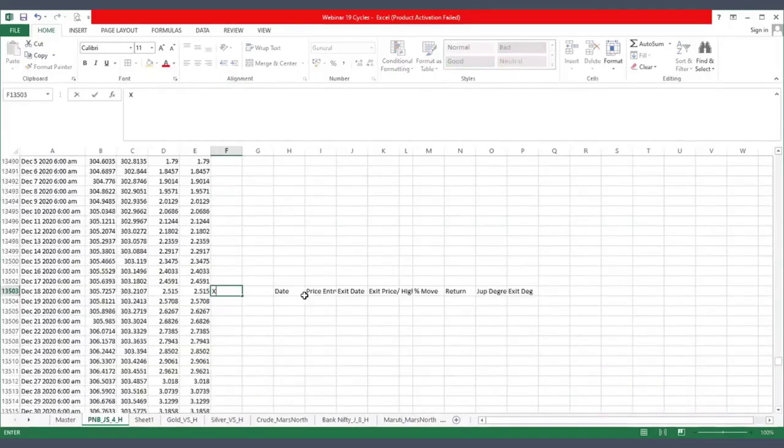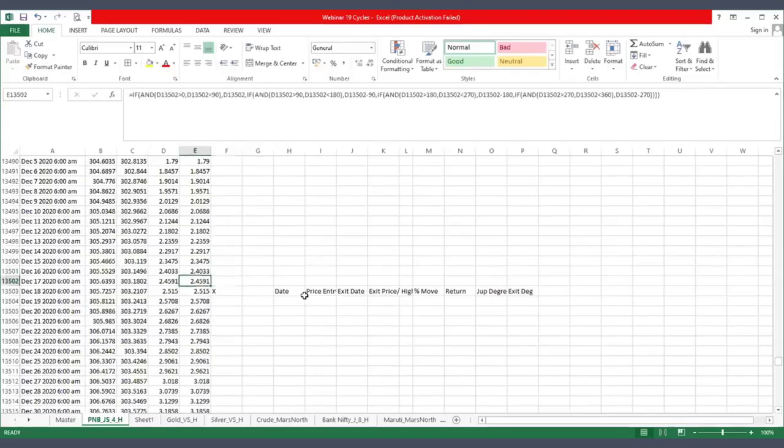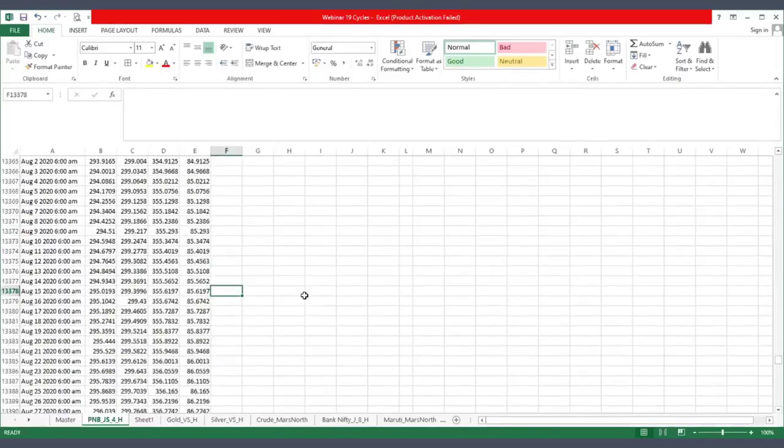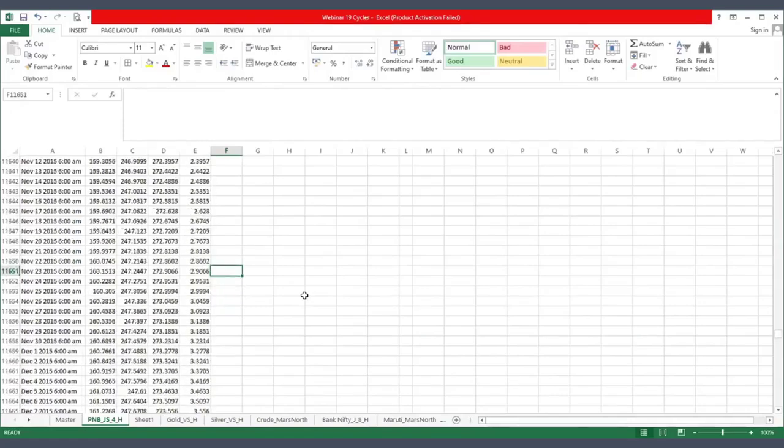So around 5 years back, in 2015. Let's check when did 2.5 come. 2.5. So 2.5 is first visible here, 15th November 2015. Let's check for PNB what is happening. 15th November 2015.